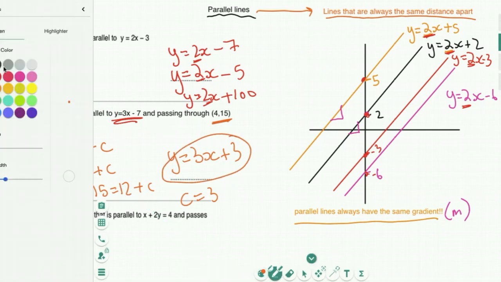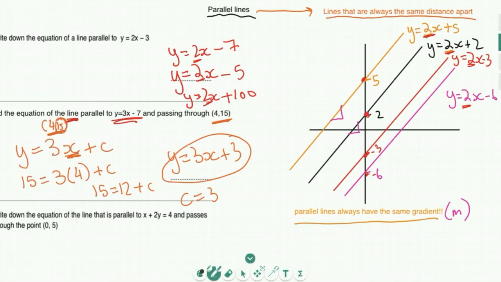Next problem. Write down the equation of the line that is parallel to x plus 2y equals 4 and passes through 0, 5. So I need to find the equation of a line which is parallel to this line. So these two lines must have the same gradient. The problem is this line is not in y equals mx plus c format. So before we can find the gradient, we have to rearrange it first. So we have to put this line in the y equals mx plus c format. It's basically get y by itself.